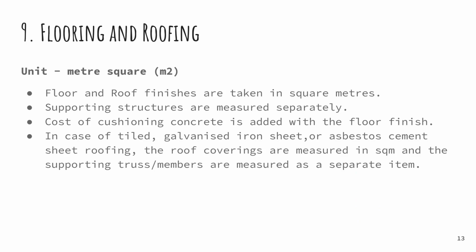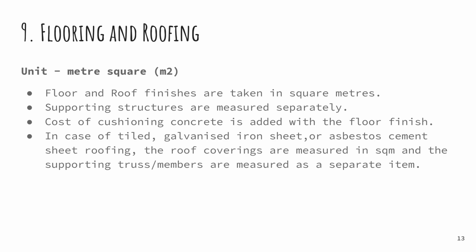The next one is flooring and roofing. The unit of measurement is square meter. So floor and roof finishes are taken in square meters. So what are these finishes? So floor finishes, you would be familiar, are tiles or marble or granite. Well, these all form floor finishes. And the supporting structures are measured separately.